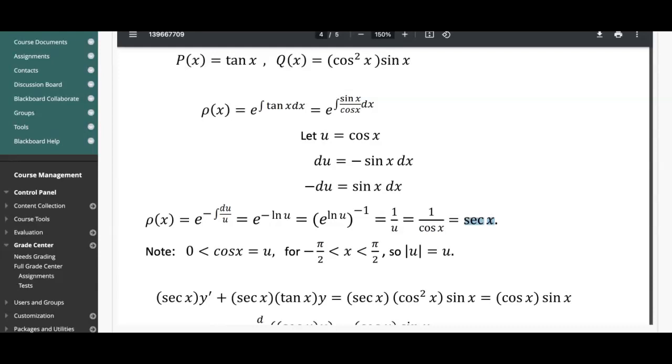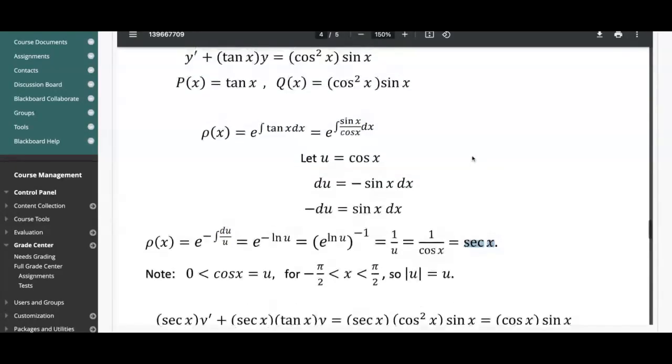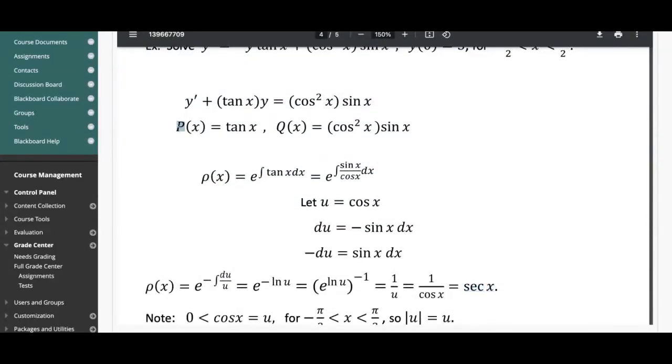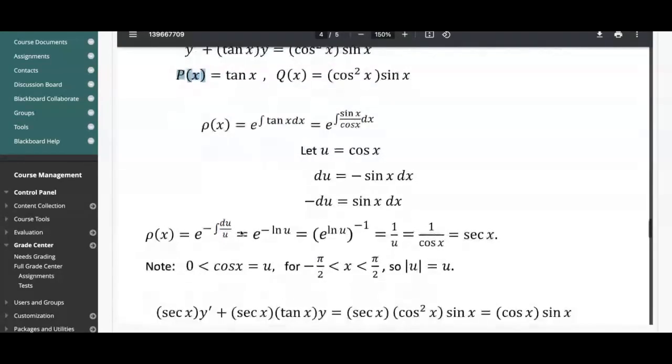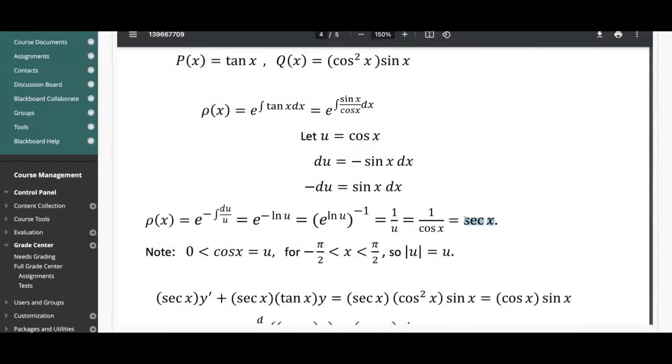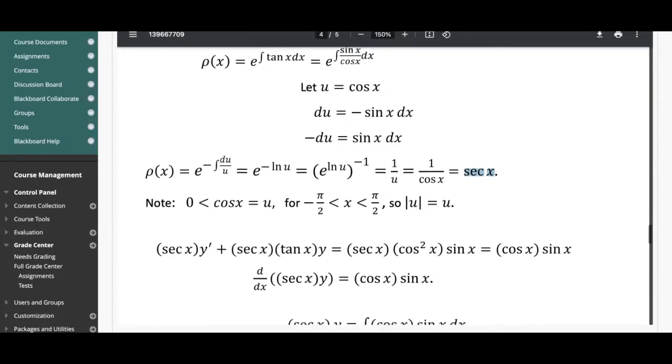1 over cosine is just secant. So as you can see, a lot of work is calculating the integrating factor, right? We put it in the right form, identify P of x, integrate P of x, then that becomes the power of e, e to the power of the integral of P of x. That's the integrating factor. In this case, our integrating factor is secant x. So multiply secant x on both sides.